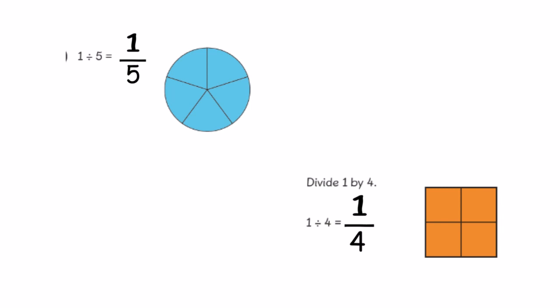This is because the denominator tells us the total number of equal parts we're splitting our whole into. So 1 divided by 5 equal parts will mean our denominator is 5. And we're looking at one of those 5 parts. We're looking at 1/5.